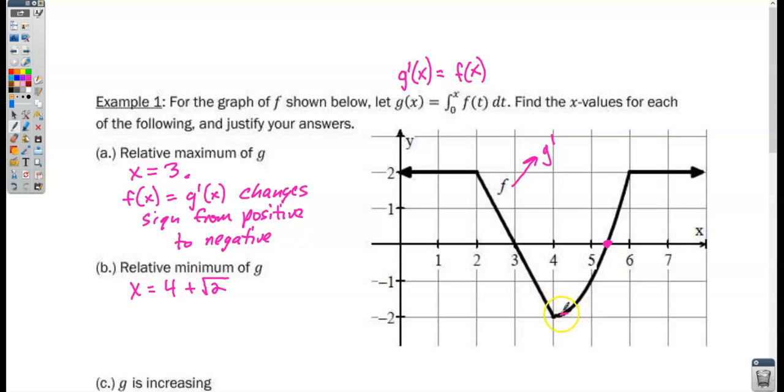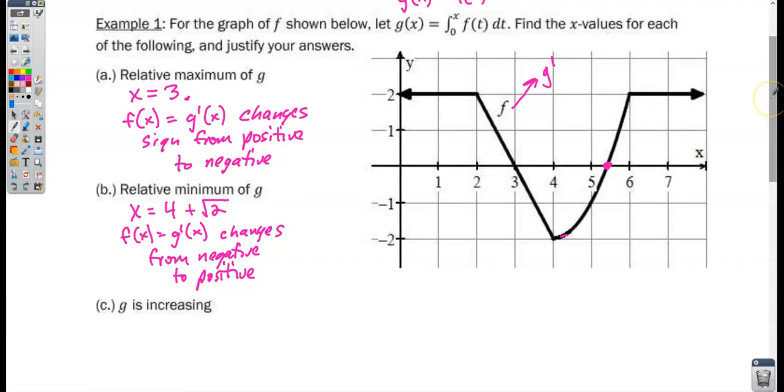Because this parabola goes over here, and if I translate this, this is basically just y equals x squared, just translated. So if I go up 2 units, it's basically over the square root of 2 units from its center, and that's why that's 4 plus the square root of 2. And my reason here is because f of x equals g prime of x changes sign from negative to positive. Okay, let's keep rolling.